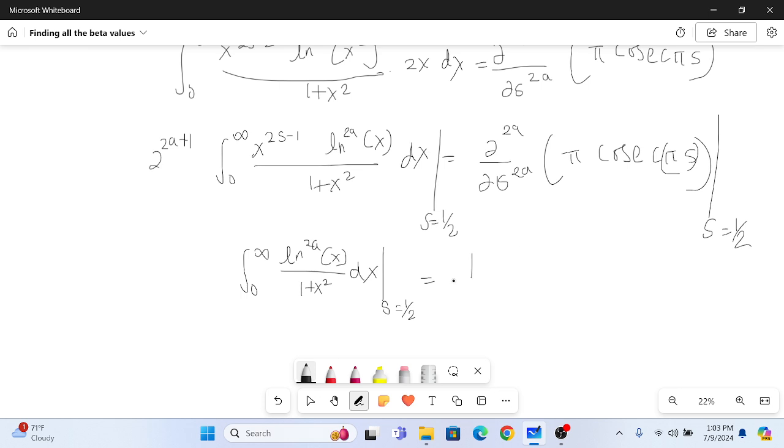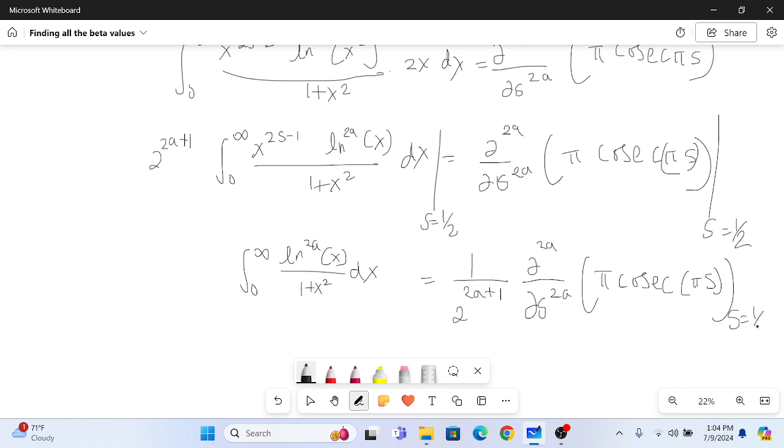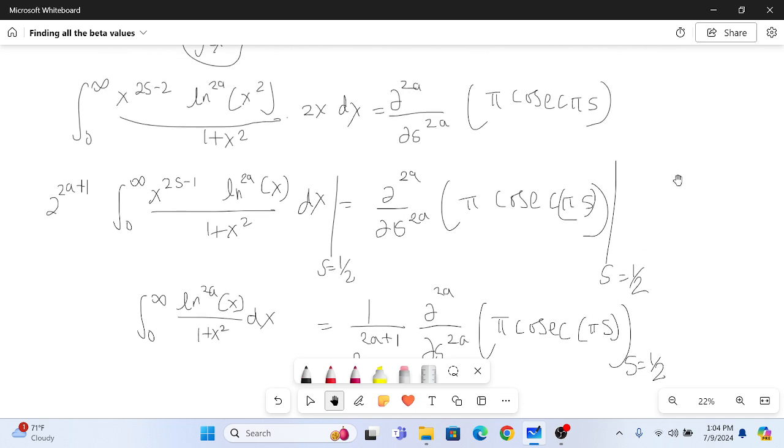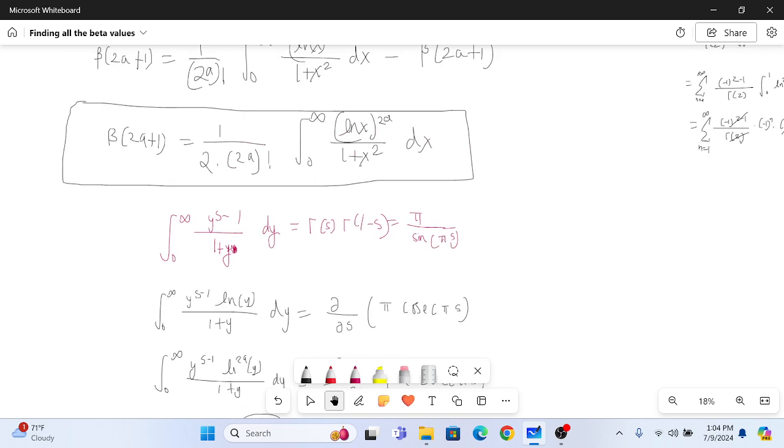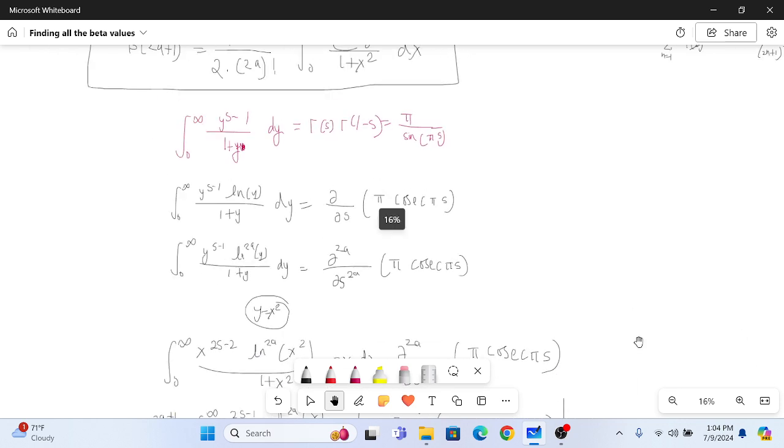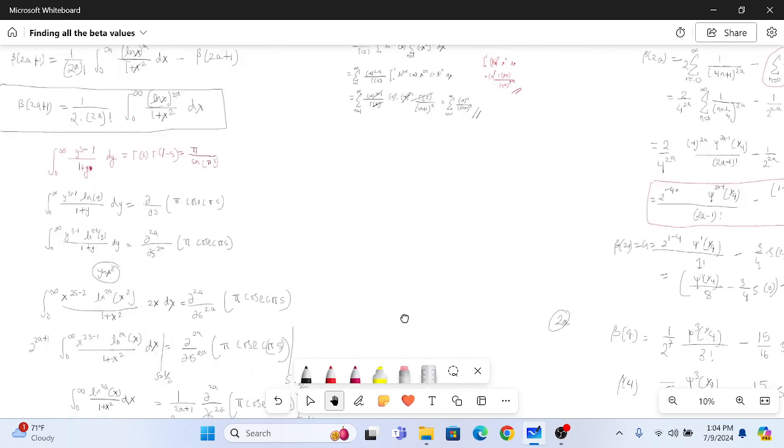This is just 1 by, okay, now I need not write the absolute value because we have already evaluated this, so it's not necessary to write it down now, but for the second integral it is necessary because we haven't really done that till now. Now 1 by 2 to the power 2a plus 1, and then the 2a-th partial derivative with respect to s of pi cosec pi s, evaluated at s equals 1 by 2. This is actually the required answer. Yes, and now over here, I guess these two are really the same. Now I'll substitute the value over there.